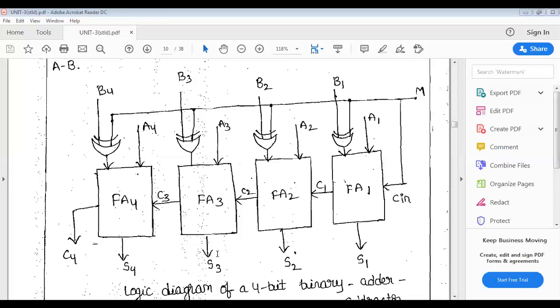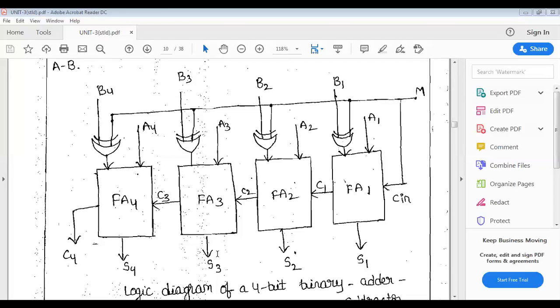That C3 is connected to the next full adder, full adder 4. You see there? The full adder 4 also takes the MSB bits. That MSB bits are A4 and B4, in A and B.